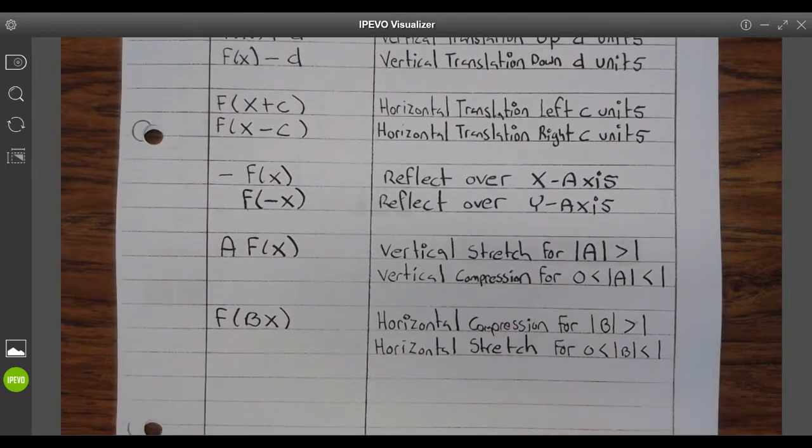Negative f of x is a reflection over the x-axis. F of negative x is a reflection over the y-axis. A times f of x is a vertical stretch when the absolute value of a is greater than 1, and it's a vertical compression when the absolute value of a is greater than 0 but less than 1.